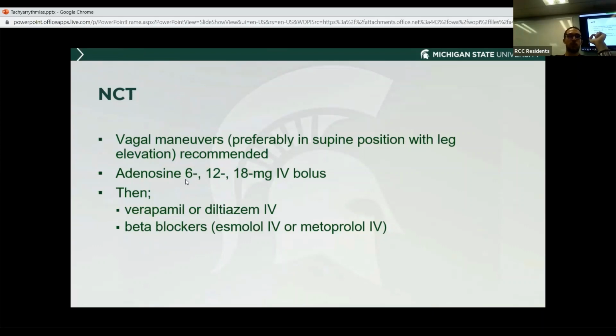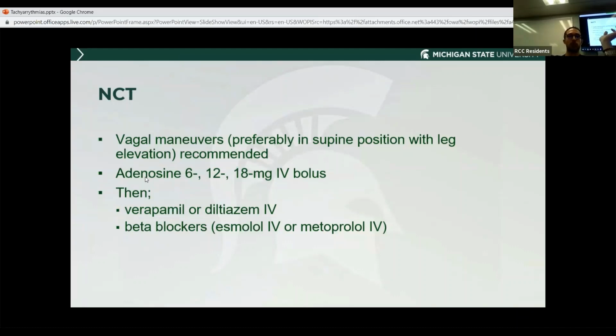And the reason why you would use adenosine is that, as we mentioned, in AVRT or AVNRT, if the patient is having supraventricular tachycardia, any of these two, this will just completely abort it. And then if this doesn't work, you will go to your AV blocking agents, calcium channel blockers, or beta blockers.